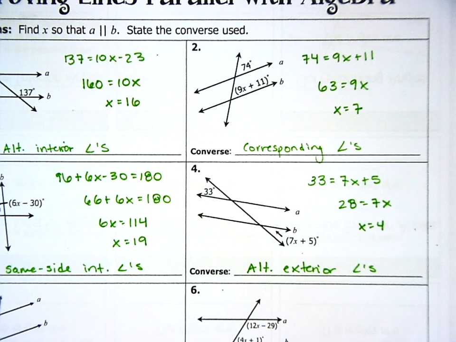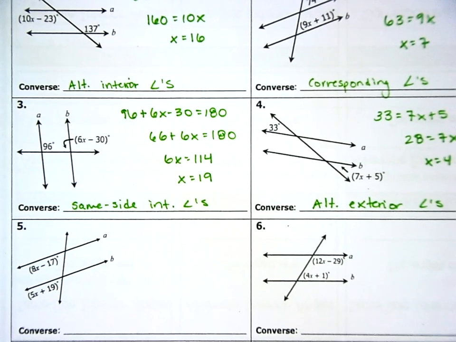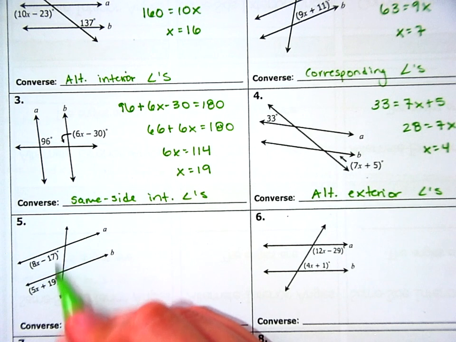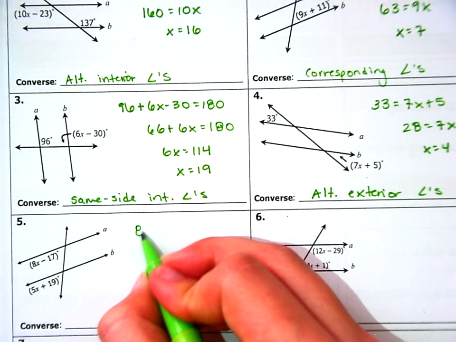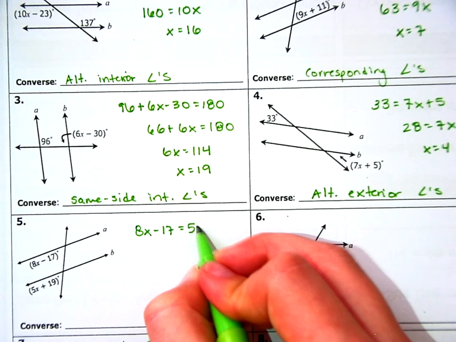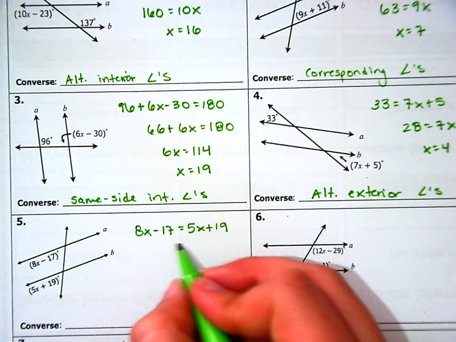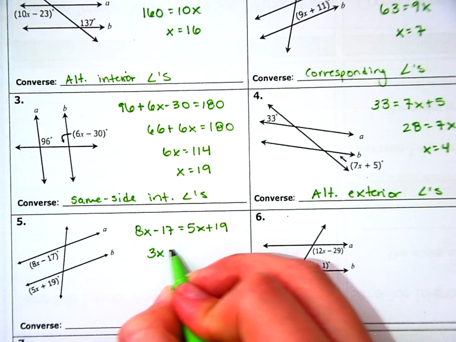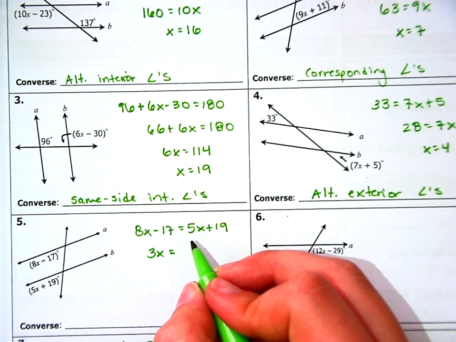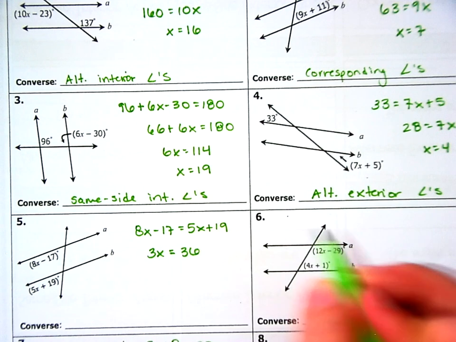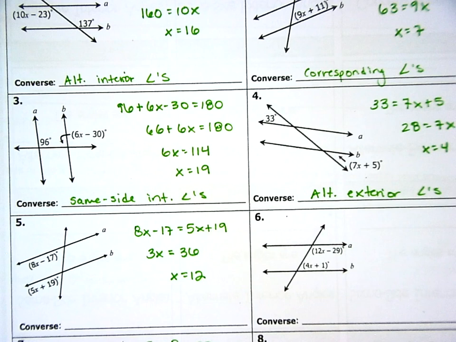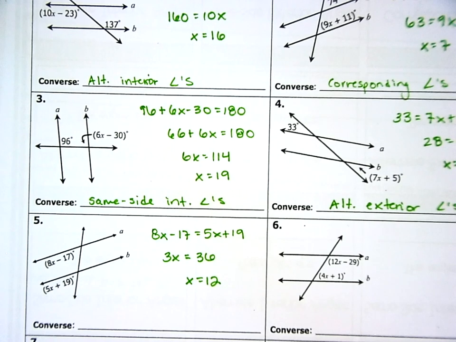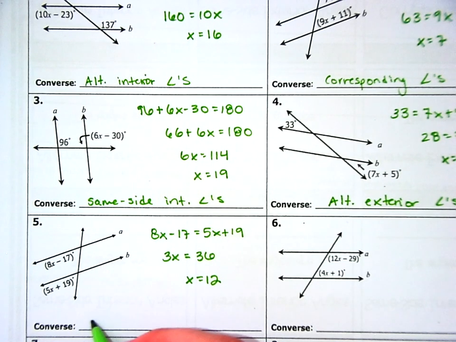Okay, I'm going to do two more with you, and then I will give you the rest of the solutions. So number 5, all right, those are, again, corresponding angles. So if these lines are parallel, then these would have to be congruent. So I'm going to set them equal to each other. All right, let's isolate x. So I've got 3x on the left side, and I've got 19 plus 17 on the right side. And then if I divide 36 by 3, x has to equal 12 for those lines to be parallel. And that's using the converse of our corresponding angles theorem.